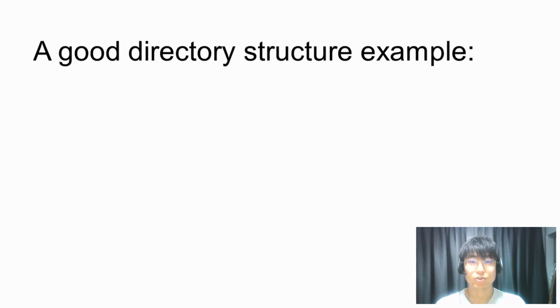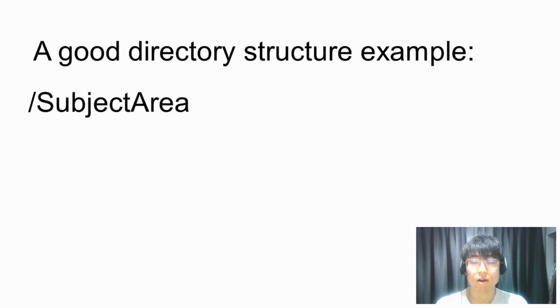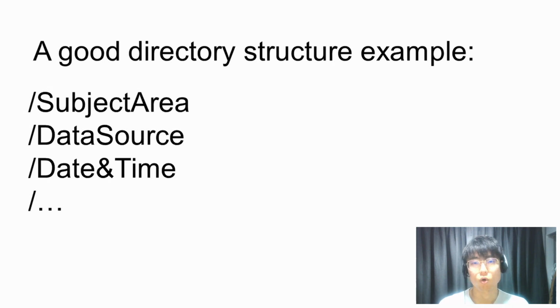A good directory structure has parent-level directories for things such as region and subject area, followed by data source. After all that, date and time can be considered for better organization, filtering through searches, security, and automation. The granularity level of the date and time depends on the application.